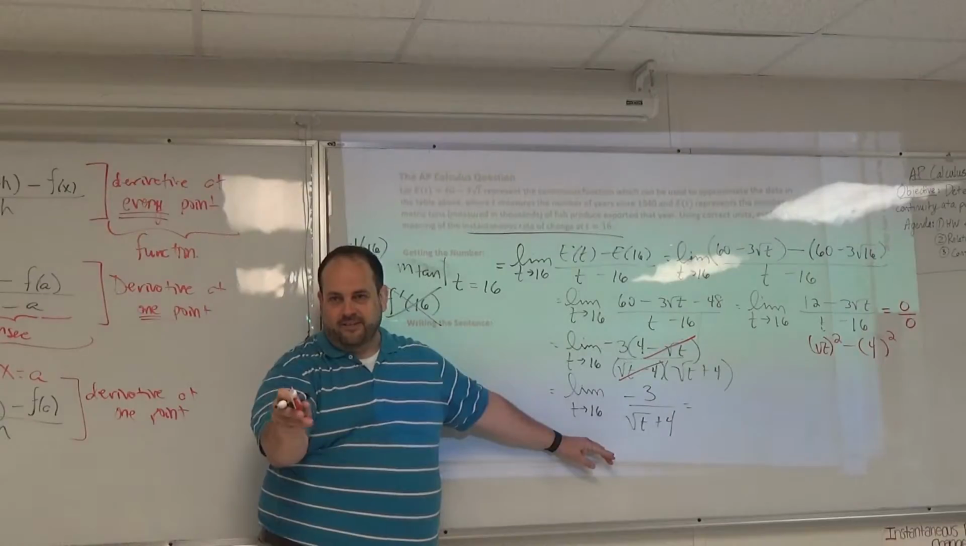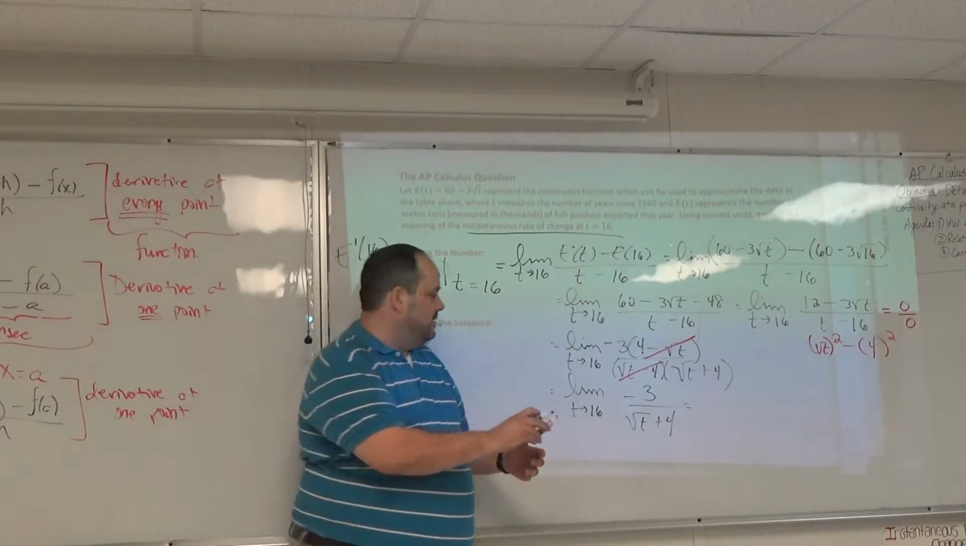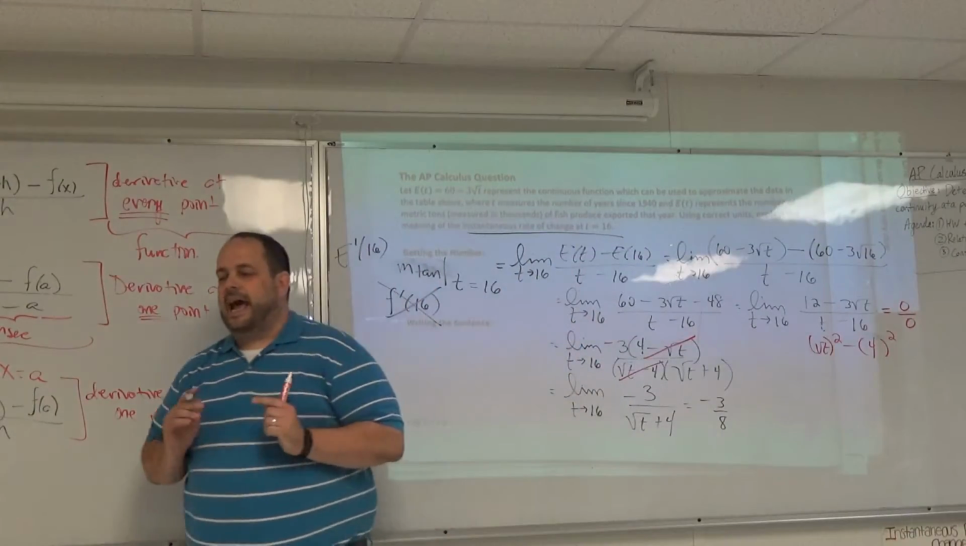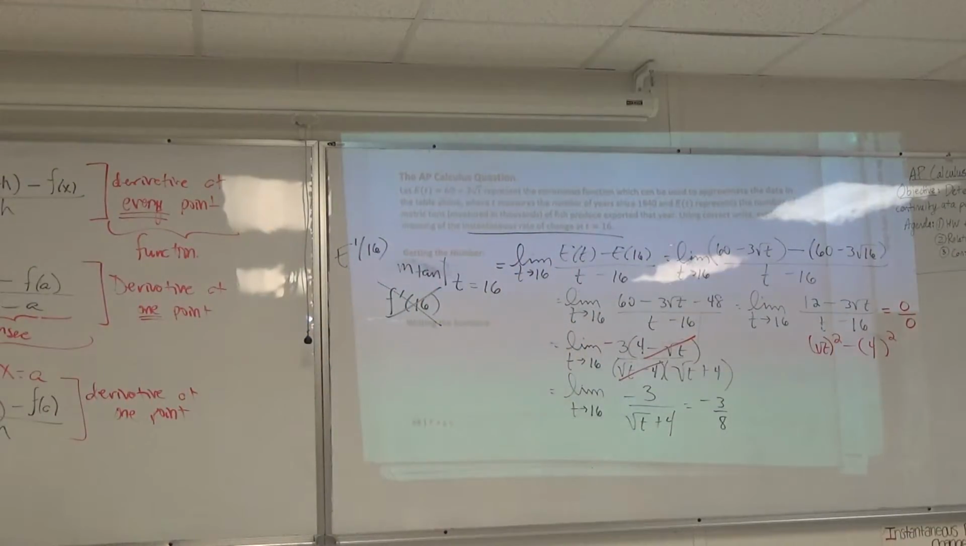Okay, is everybody okay now? What's the final limit? Negative 3 over 8. Negative 3 over 8. Okay, take 1 minute. I want the perfect final sentence.